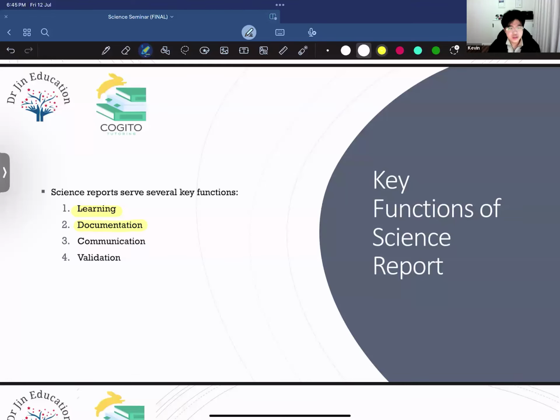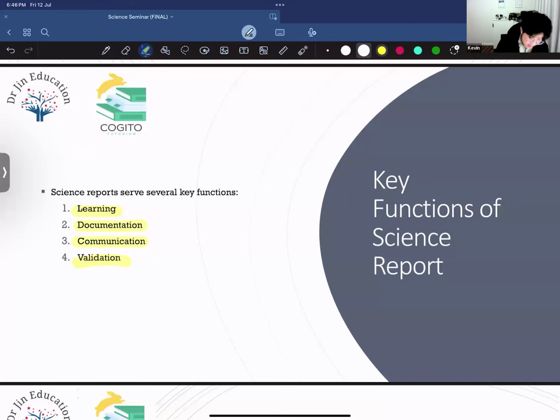Documentation. So they provide a detailed record for your research process and results, right? Sometimes you will have to refer back to old experiments, and that's why it's useful to have documentation, because you'll forget what happened and whatnot. So it's useful to keep a record. Communication, I've already talked about this a lot, okay? You're trying to teach and communicate with other people, okay?